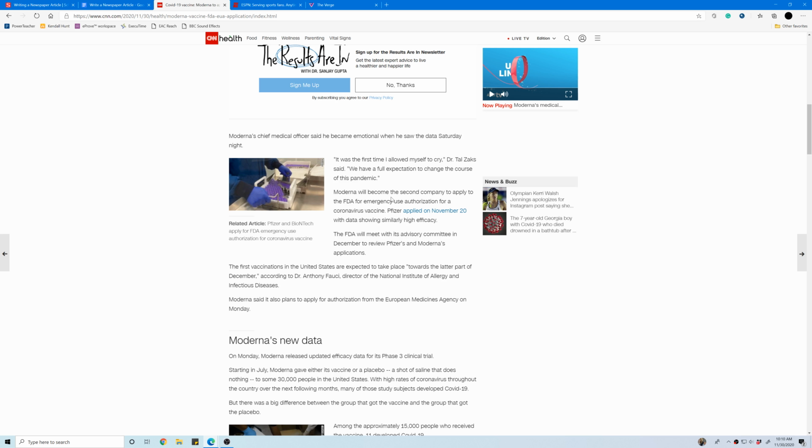Moderna will become the second company to apply to the FDA for emergency use authorization for a coronavirus vaccine. Pfizer applied on November 20th with data showing similarly high efficacy. The FDA will meet with its advisory committee in December to review Pfizer's and Moderna's applications. The first vaccinations in the United States are expected to take place towards the latter part of December, according to Dr. Anthony Fauci, director of the National Institute of Allergy and Infectious Diseases. Moderna said it also plans to apply for authorization from the European Medicines Agency on Monday.